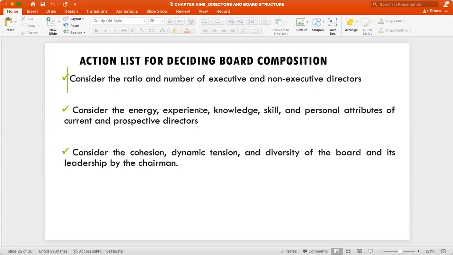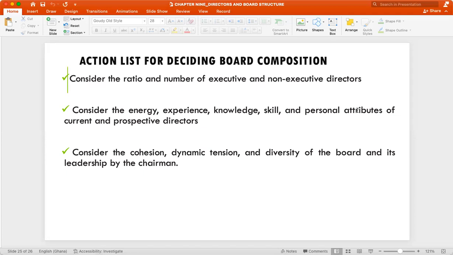Then consider the energy, experience, knowledge, skill, and personal attributes of current and prospective directors. Very, very important. So don't just pick people because they will come and agree with you or allow you to do whatever you want. No, that is not how to pick members of boards. Also, age matters, right? Don't just pick some elderly person who has no energy, who can't sit for long, and so on and so forth. As much as you want experience, you want to be mindful of energy as well.